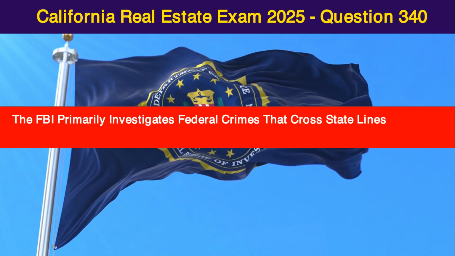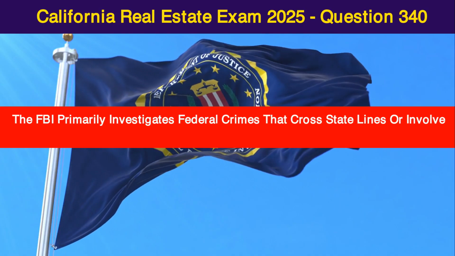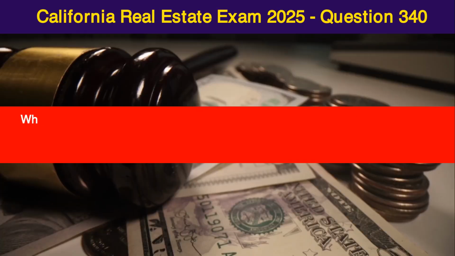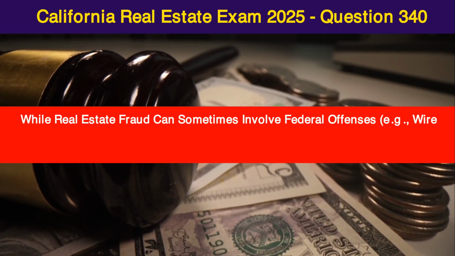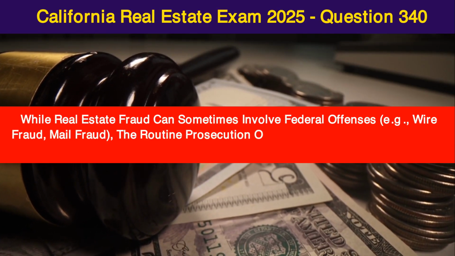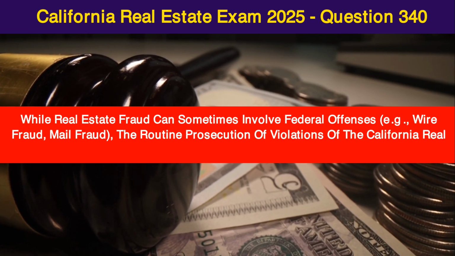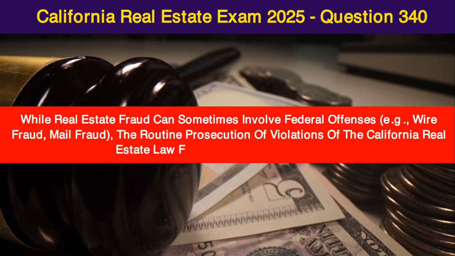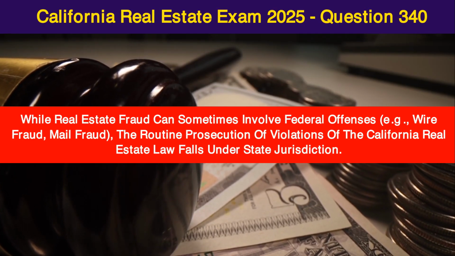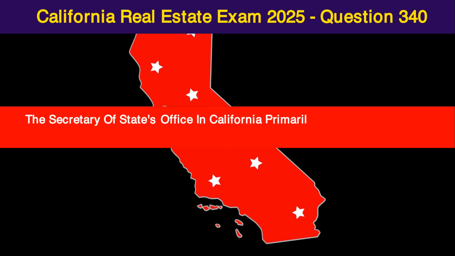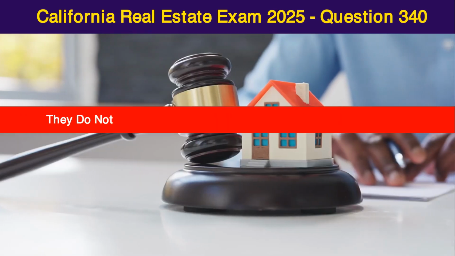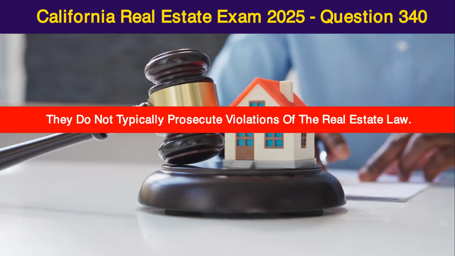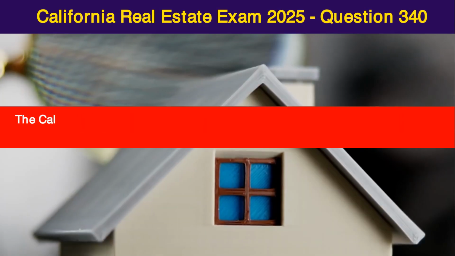The FBI primarily investigates federal crimes that cross state lines or involve federal agencies. While real estate fraud can sometimes involve federal offenses, e.g., wire fraud, mail fraud, the routine prosecution of violations of the California real estate law falls under state jurisdiction. The Secretary of State's office in California primarily deals with corporate filings, elections, and notaries public. They do not typically prosecute violations of the real estate law.